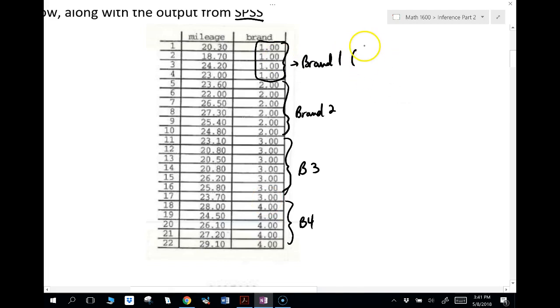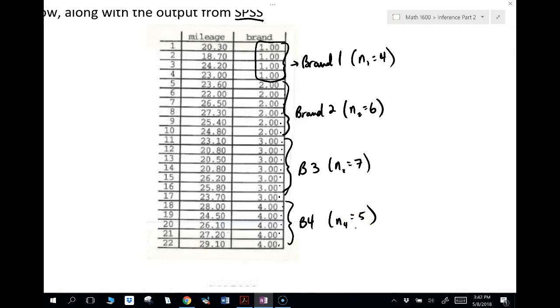So brand 1 has, I'm going to say N1 here, has 4 items. Brand 2 has 6. Brand 3 has 7. Brand 4 has 5. So they all have something different. They have a different number of vehicles in those. That's not going to be very meaningful in what I do because I'm just looking at the computer output, but it would be if we were actually calculating the F statistic. Okay?